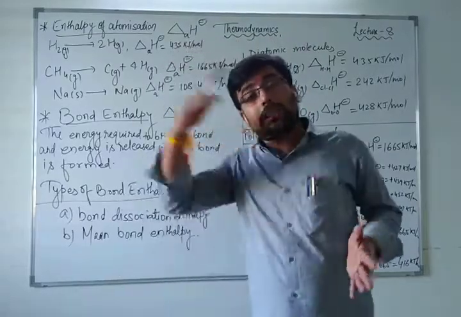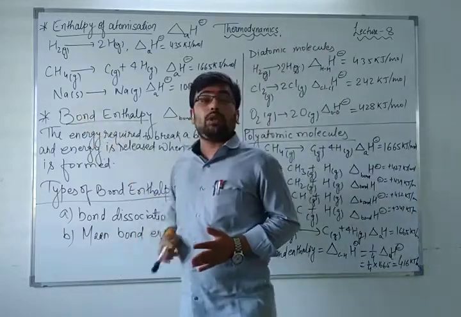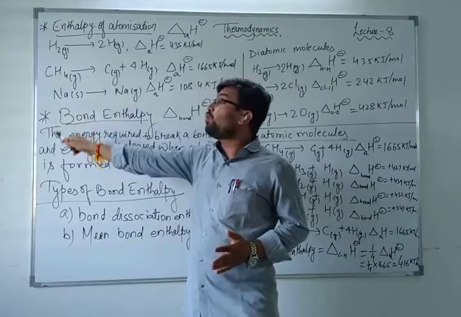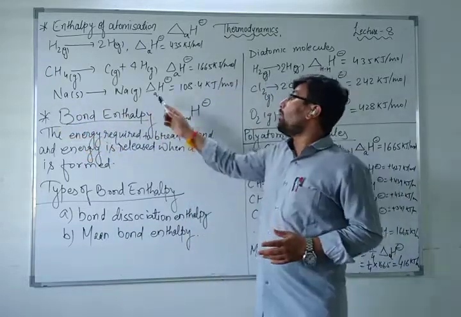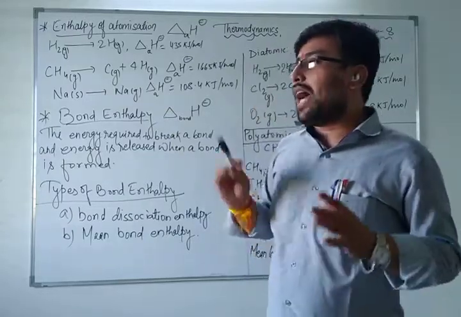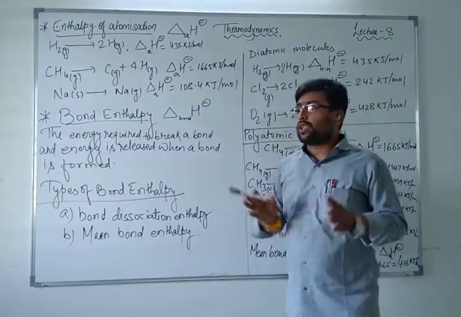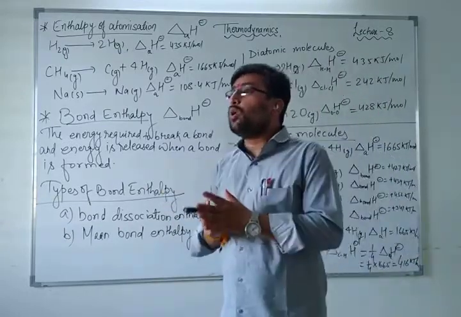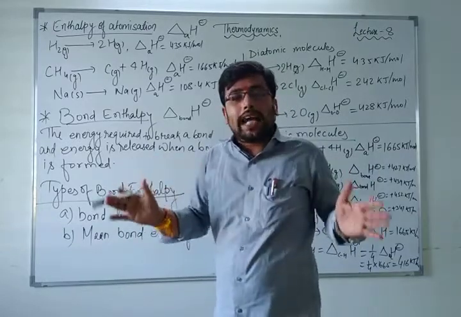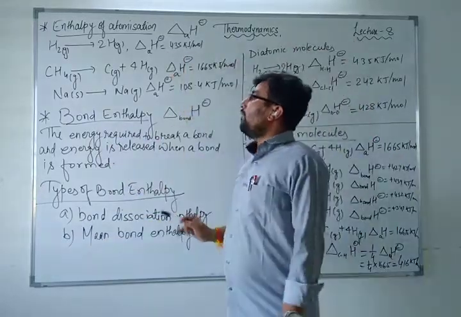Similarly, if I talk about sodium, you know very well sodium is in solid form. To convert this solid sodium atom into a gaseous sodium atom, the enthalpy of atomization will be 108.4 kilojoule per mole. So you have to just understand the concept. What concept? If you want to change any molecule into atoms, the amount of energy required is called enthalpy of atomization.